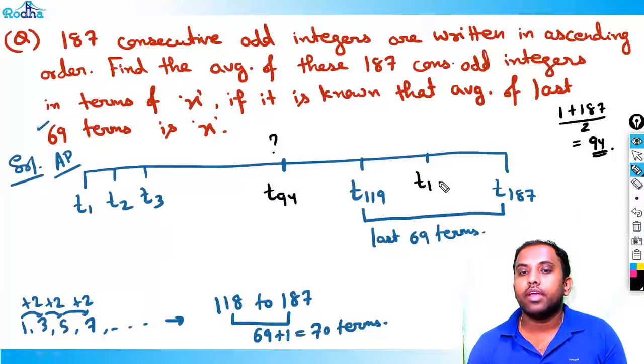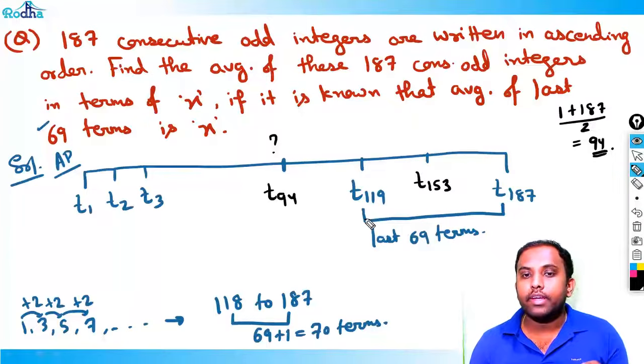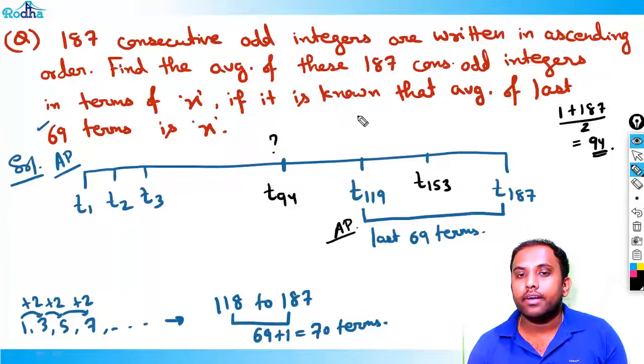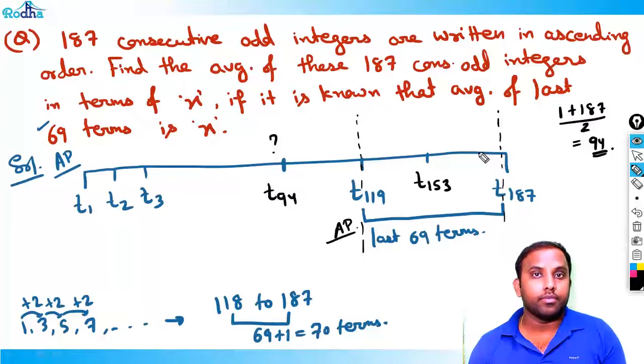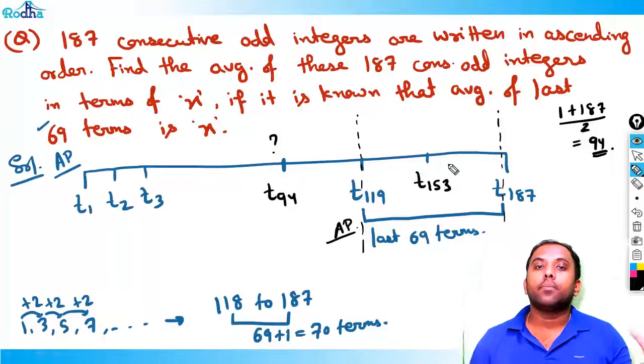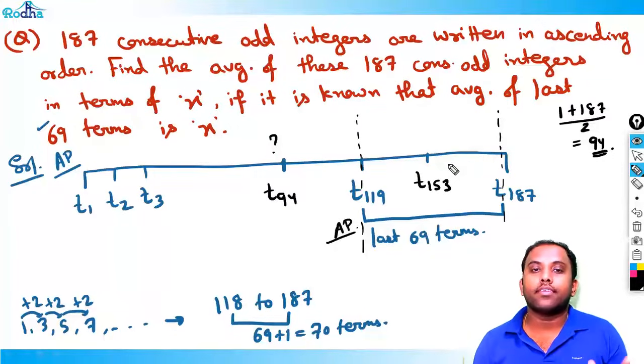T153. Okay, getting it right? So again, same thing, because this is the last 69 terms of the series. I can separately treat this series from T119 to T187. It's a separate series because again the gap is of 2 only, right? So I can treat it like this.